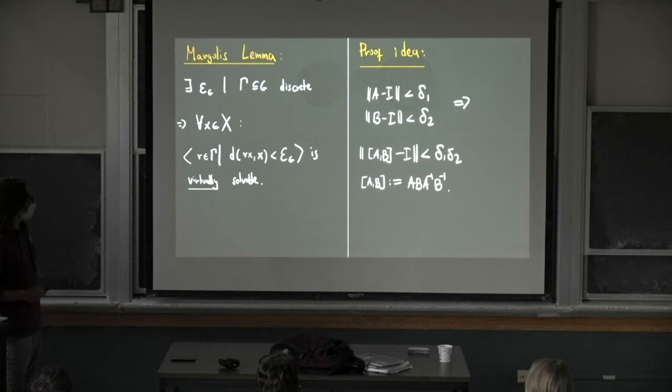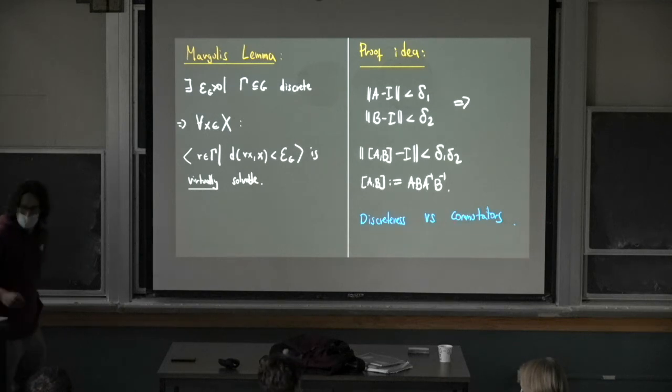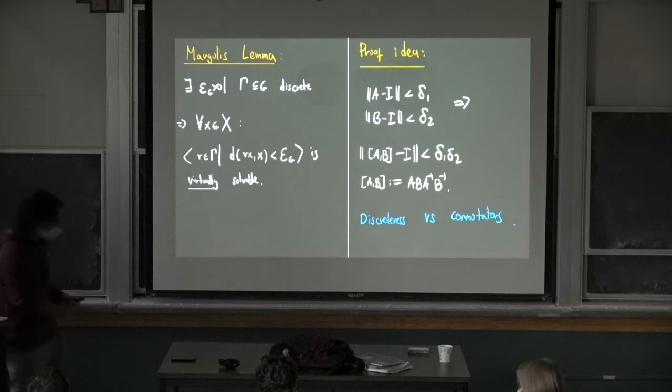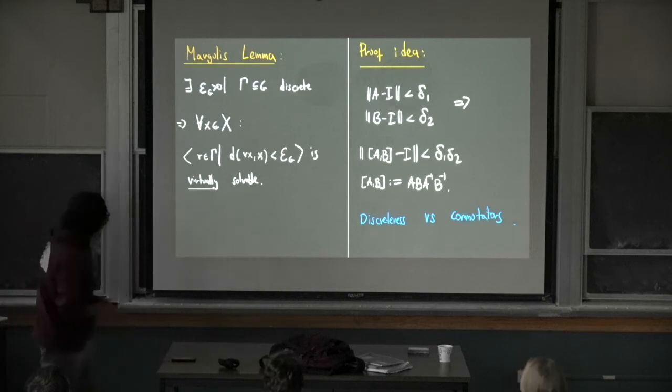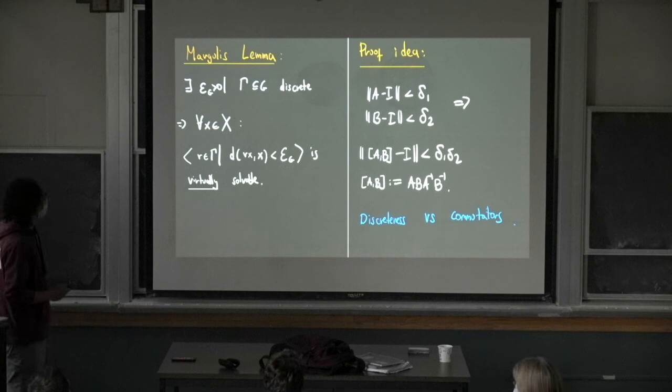So how would you prove this? The idea is just to take commutators of commutators, and it's a fight between the fact that this group is discrete and the power of the commutators. So that's the proof of this lemma, but I'm going to tell you about a new lemma.